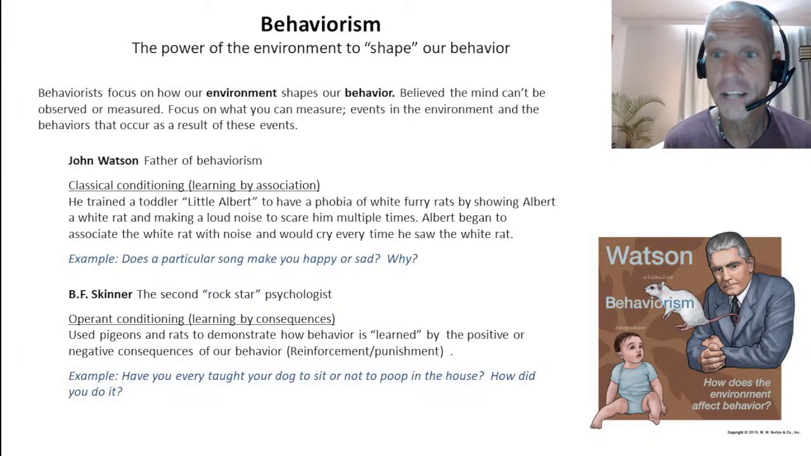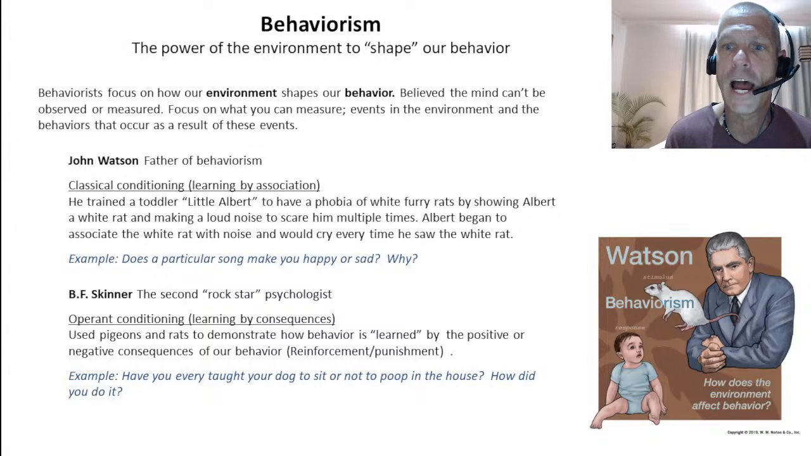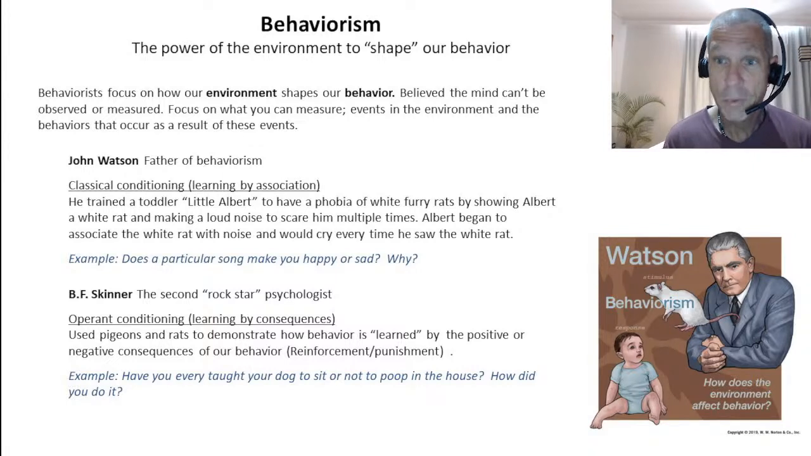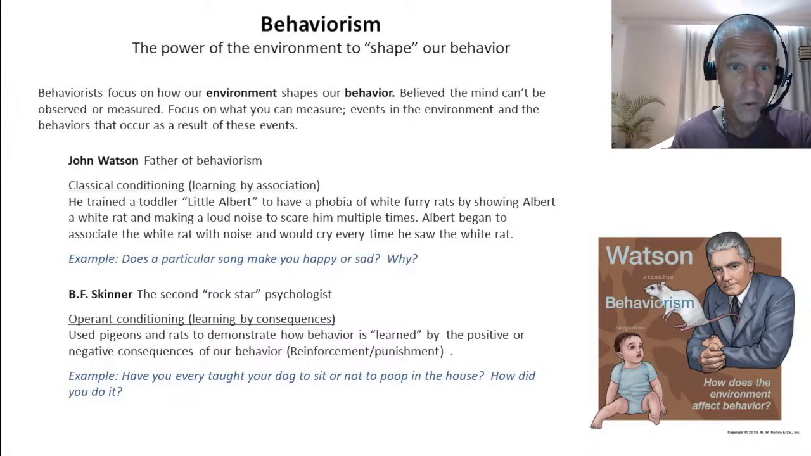So he took this little toddler, little Albert, and he put a white rat in little Albert's lap, and he would come up behind little Albert and make a really loud noise every time he put that white rat in little Albert's lap. Over the space of several days, little Albert became deathly afraid of the white rat. So he showed that you could train a human being to have a phobia. He's what we would call a behaviorist. He trained a toddler, little Albert, to have a phobia of white furry rats.